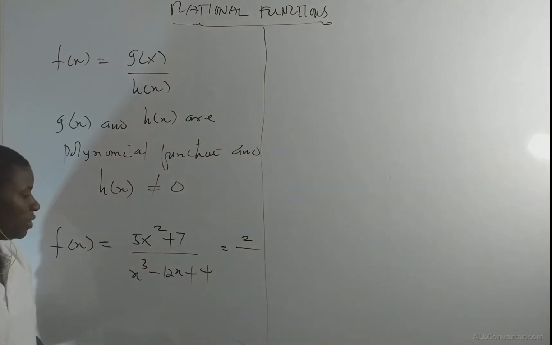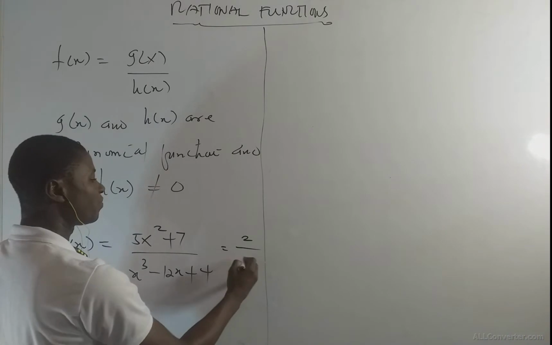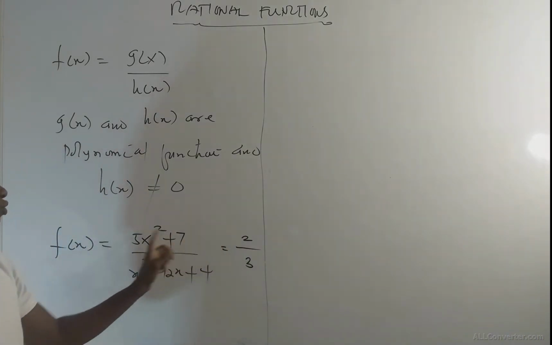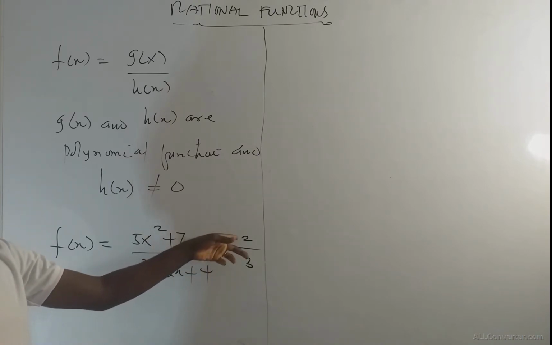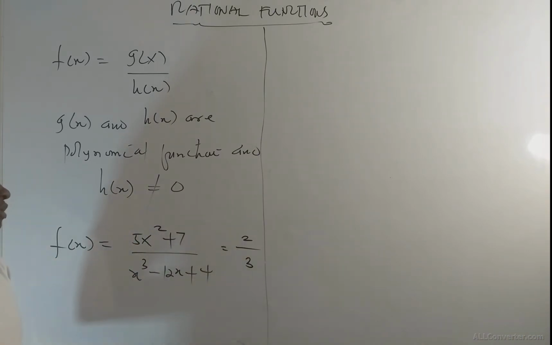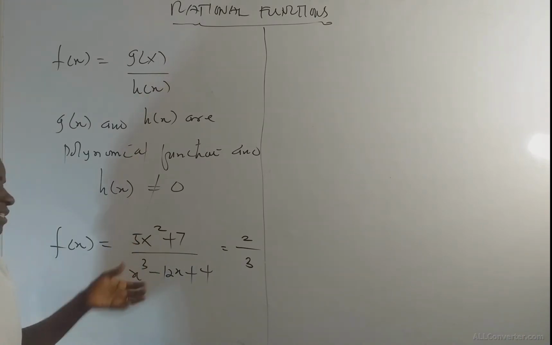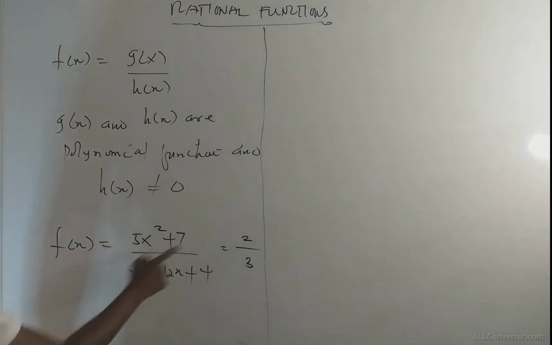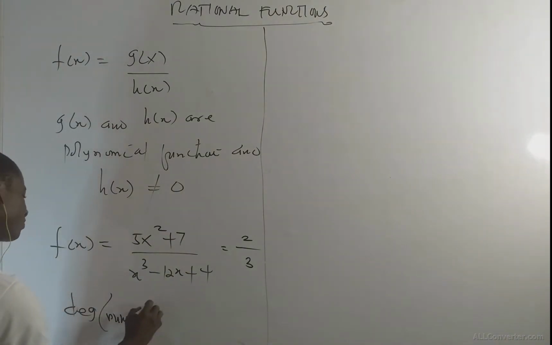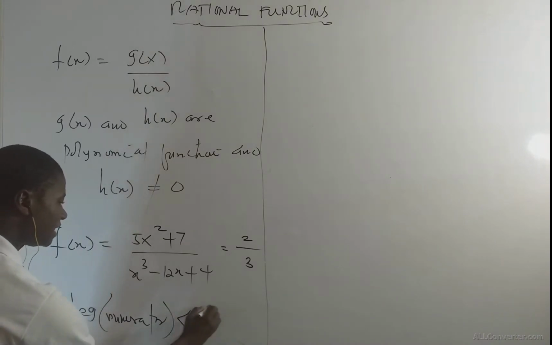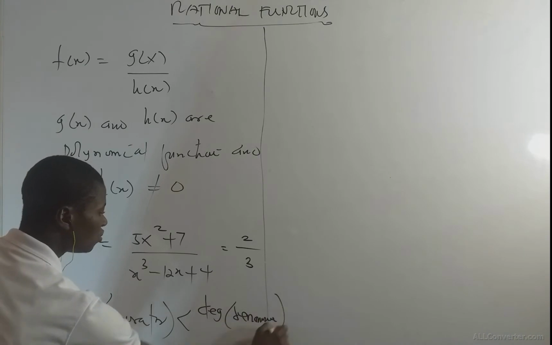Now when you look at the denominator, the highest exponent is 3, so the degree is 3. You can see that the degree of the numerator is 2, but the degree of the denominator is 3. So 2 over 3, because the degree of the numerator is less than that of the denominator, we say that this particular rational function is a proper rational function. So take note that for it to be a proper rational function, the degree of the numerator must be less than the degree of the denominator. So let's take note of that.